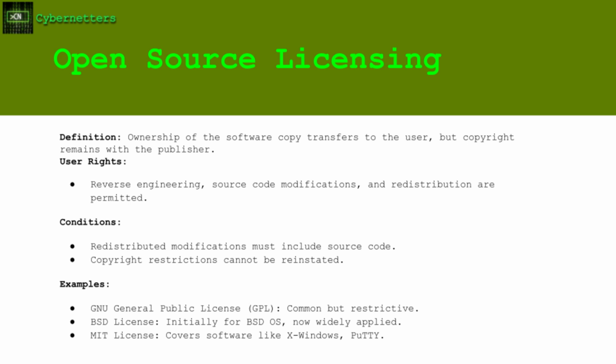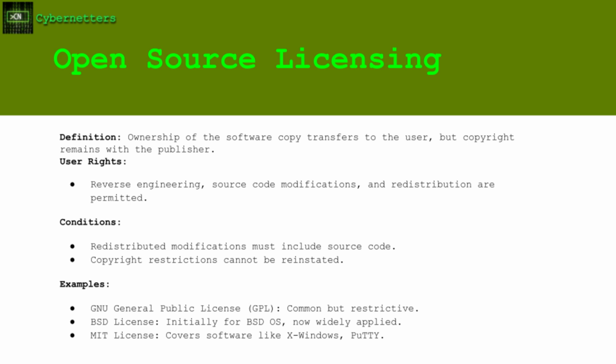You can now reverse engineer the software to see how it works. You can also modify the source code to suit your needs. And you can even redistribute the software, including your modifications. But there are some conditions to that. If you redistribute modifications, you must include the source code. And you can't reintroduce copyright restrictions. Once it's open source, it stays open source.